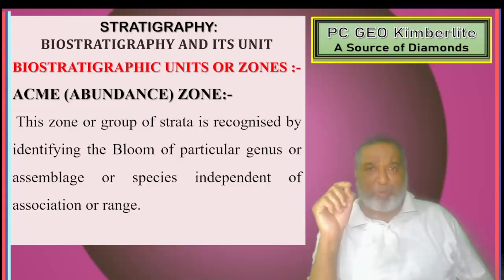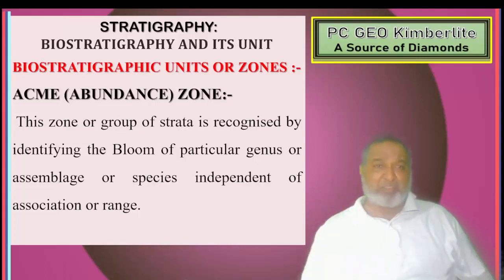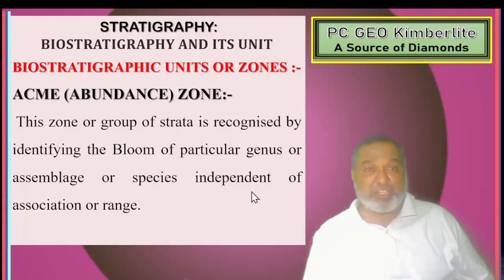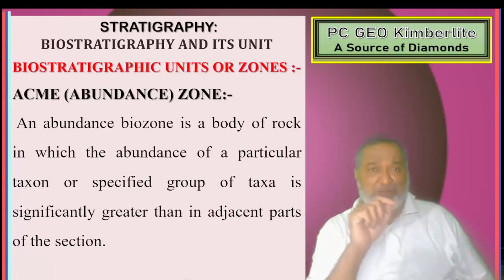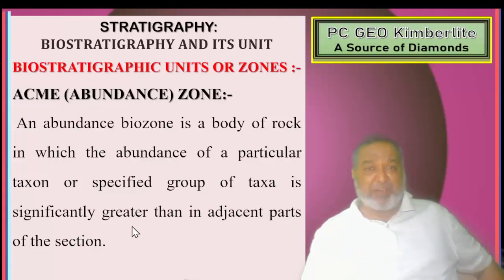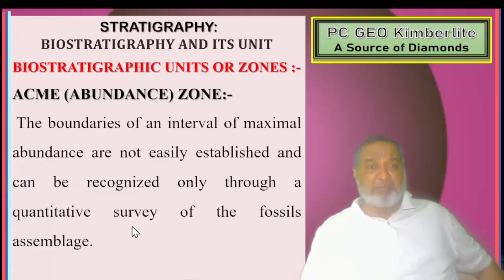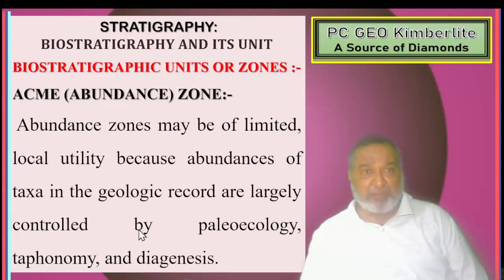This zone or group of strata is recognized by identifying the bloom of a particular genus or assemblage or species, independent of association or range. An abundance biozone is a body of rock in which the abundance of a particular taxon or specified group of taxa is significantly greater than in the adjacent part of the assemblages. The boundaries of an interval of maximal abundance are not essentially established and cannot be recognized only through a quantitative survey of the fossil assemblages.